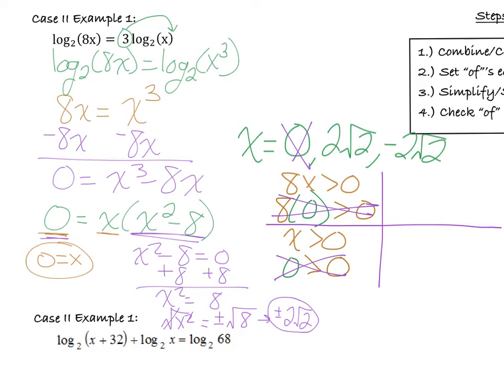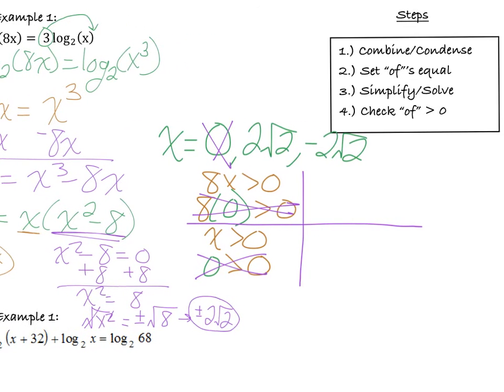If you want to maybe skip a little bit through so you can go through it a little faster, feel free. But I have 8x has to be greater than 0. So if I do 8 times that 2 root 2, well, it's a positive times a positive, which means it's going to be greater than 0. So this one works in that situation.